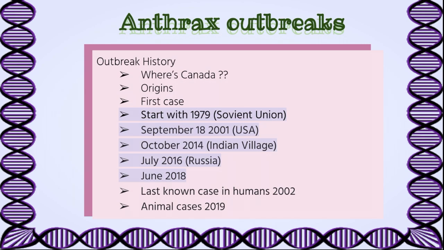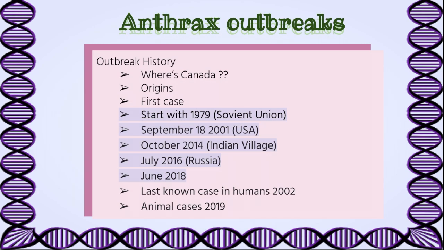And then in October 2014, in an Indian village, there was an outbreak which caused 7 deaths. The next one was in July 2016 in Russia, where 100 people were infected and there were 2,300 deaths of animals. Then in June 2018, there were a lot of affected cattle in France, but the statistics aren't known. The last known human case of anthrax was associated with livestock exposure in South Dakota in the US in 2002, and there was an increase of animal cases of anthrax in 2019.